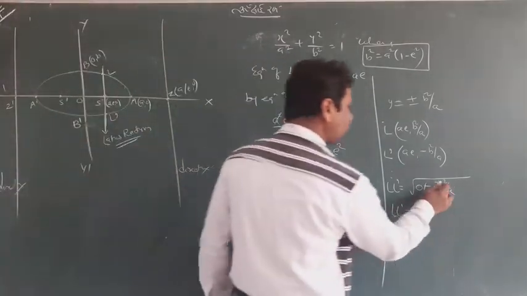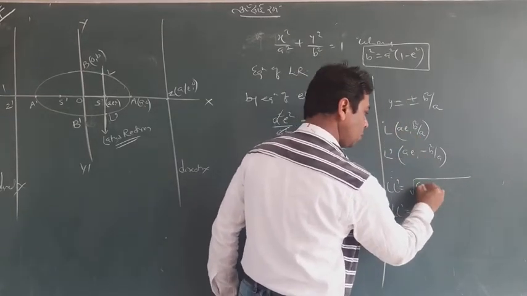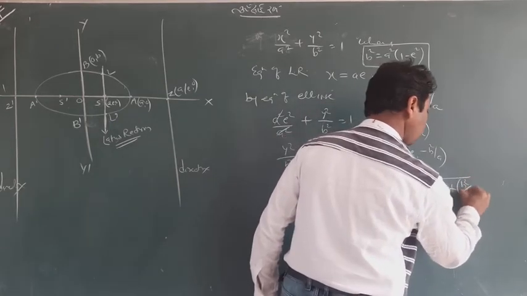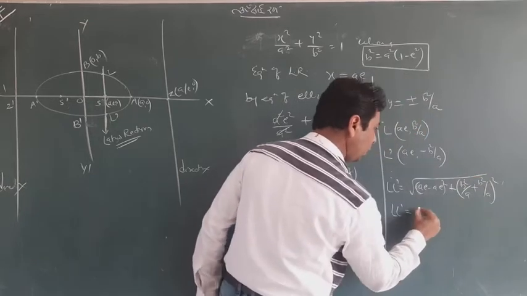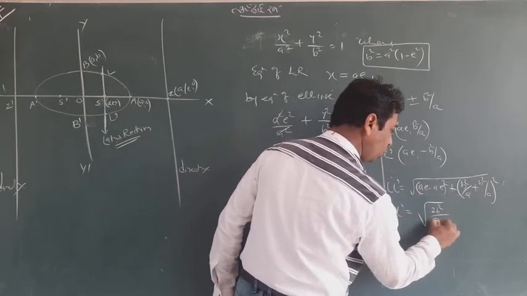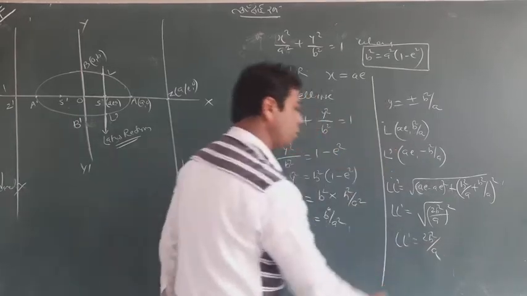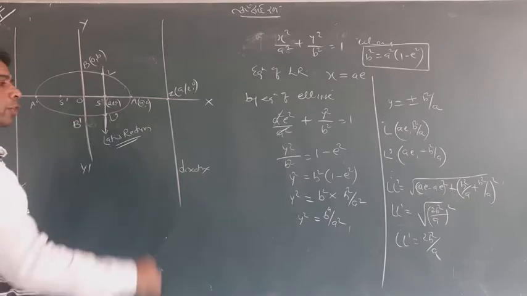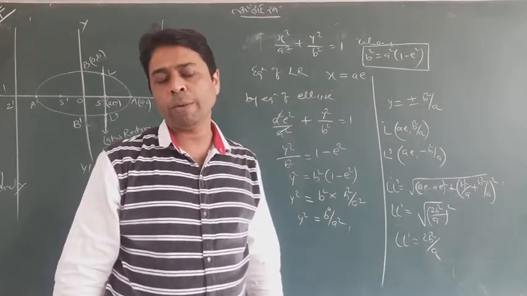Okay, let me make the square. Again I tell you, look at this minus this whole square and this minus this whole square. After doing that, we get 2b square upon a whole square. When it comes out of the root, it is 2b square upon a. So finally the distance from L to L dash is called the length of the latus rectum. I hope you have got it till here.